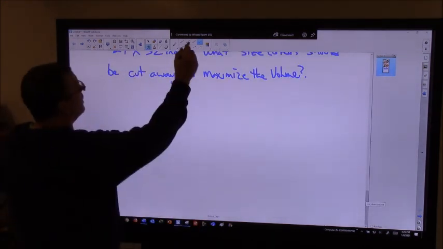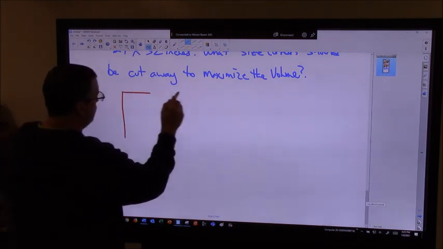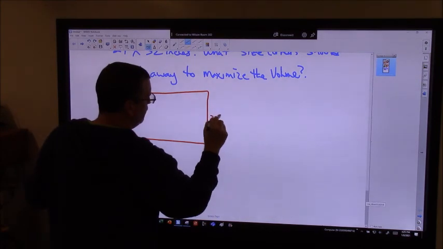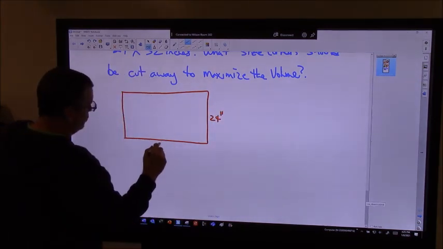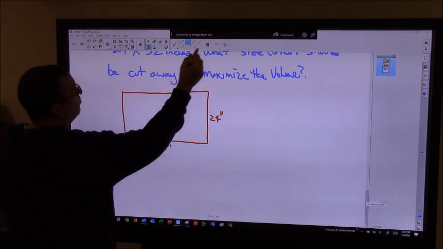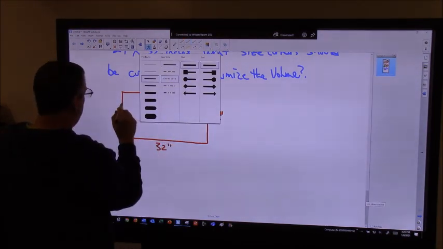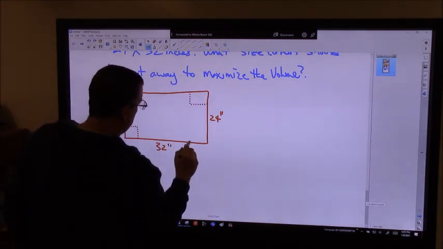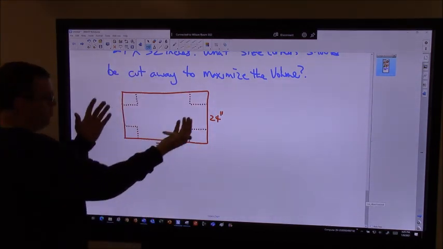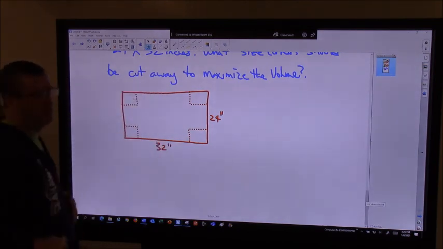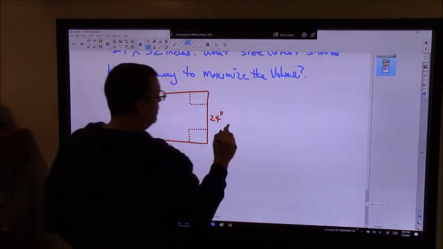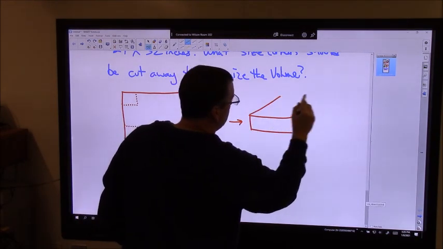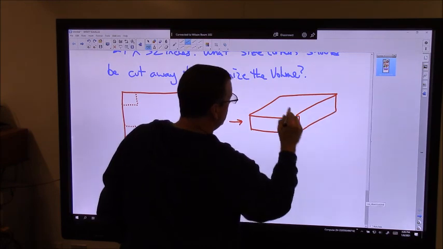So, I don't know if you guys remember this, but we said last year if you've got a piece of cardboard like this, this is 24 inches, this is 32 inches. And what I want to do is I want to cut away the corners. And once I cut those away, I want to fold these edges up to form an open box. And so that open box would look something like this.